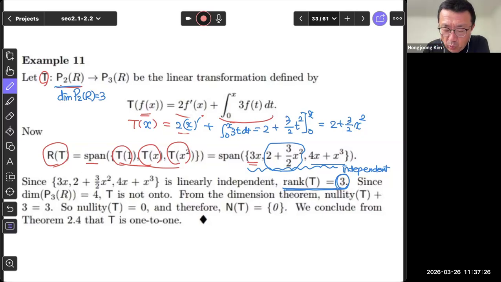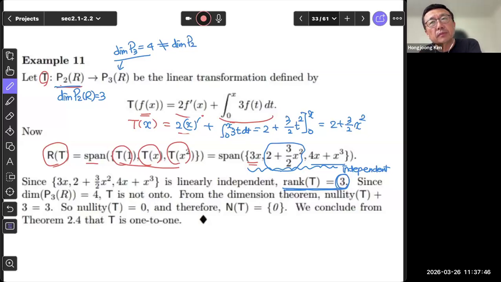Well, what is the dimension of the codomain? Dimension of P3 is not 3 but 4. So the dimension of the codomain is different from the dimension of the domain. So we cannot use the previous theorem. Okay? So this mapping is not onto.